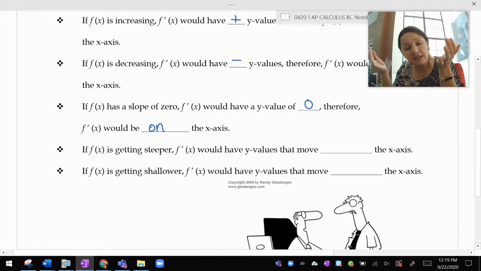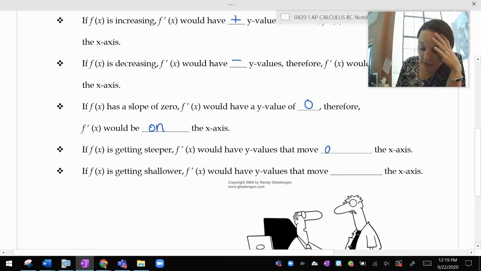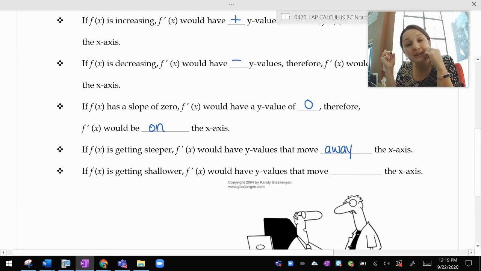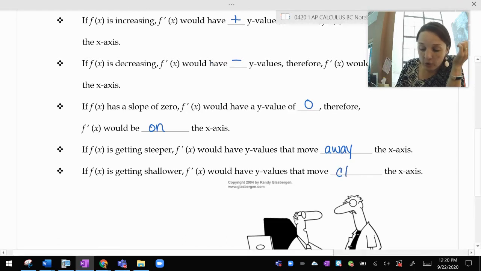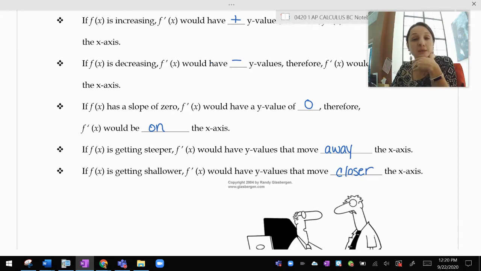If f of x is getting steeper, either it's climbing and it's starting to climb at a real steep rate, or it's declining and it's starting to decline at a really quick rate, that means its slope is like positive 50 or negative 50, which means that it is very far away from the x-axis. Conversely, if f of x is getting shallower, then f prime would have y values that move closer to the x-axis, because if it's getting shallower, it's leveling out, its slope is getting nearer to 0, meaning the y values of the derivative are nearer to 0, which means you're near the x-axis.